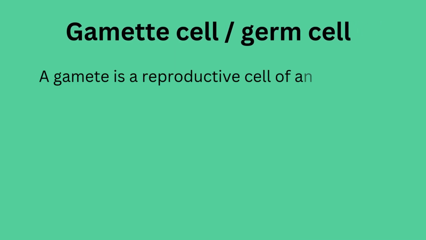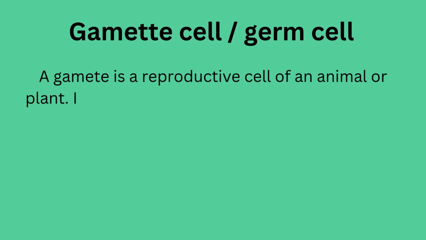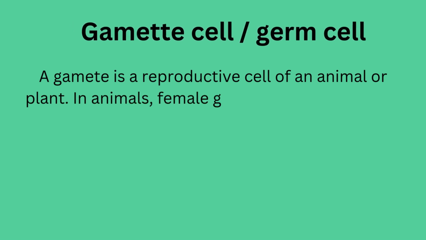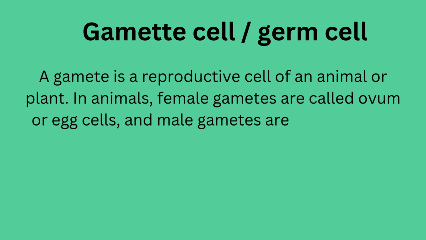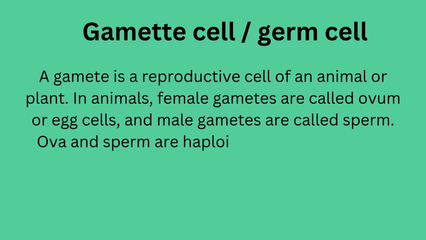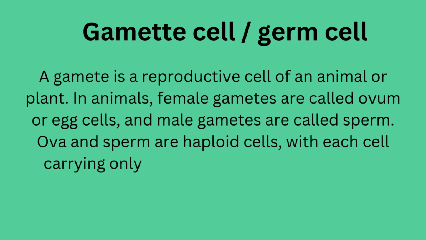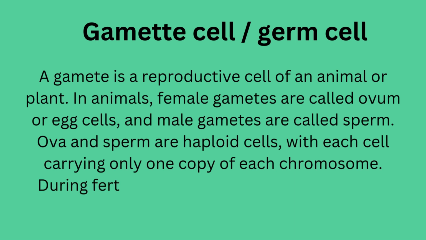A gamete is a reproductive cell of an animal or plant. In animals, female gametes are called ovum or egg cells, and male gametes are called sperm. Ovum and sperm are haploid cells, with each cell carrying only one copy of each chromosome. During fertilization, a sperm and ovum unite to form a new diploid organism.